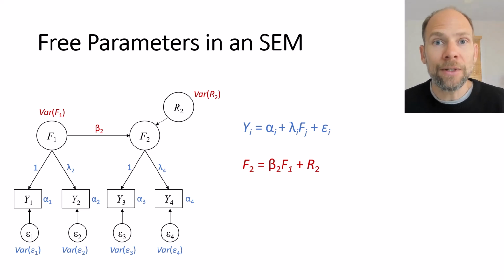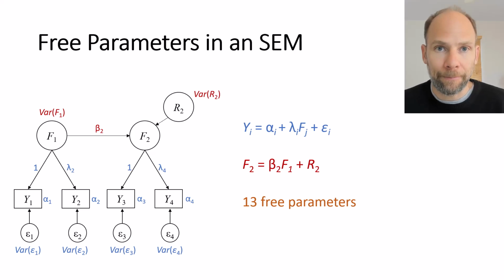Now let's count the number of free parameters that we have here. We have 2 freely estimated factor loadings. We have 4 intercepts. We have 4 error variances. We have our beta structural path coefficient. We have the variance of f1, and we have the variance of the residual r2. And so in total, we have 13 free parameters in this SEM.